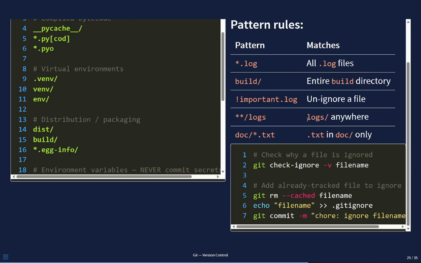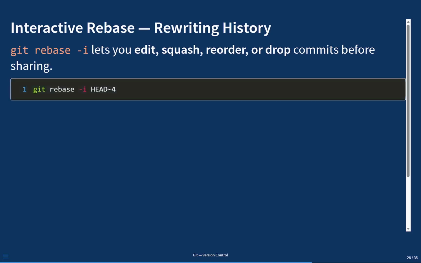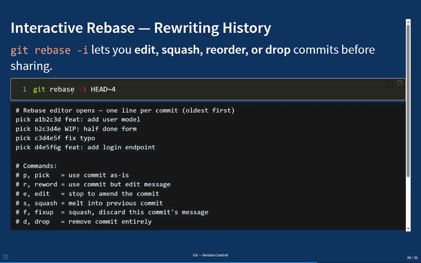Next. Interactive rebase is where you get to clean up your commit history before sharing it. This is one of the most practical skills in everyday Git use. Running git rebase -i HEAD~4 opens an editor with the last 4 commits listed, oldest at the top, 1 line per commit. Click. Each line starts with a command keyword, followed by the hash and message. By default, every line says pick, meaning keep this commit as is.